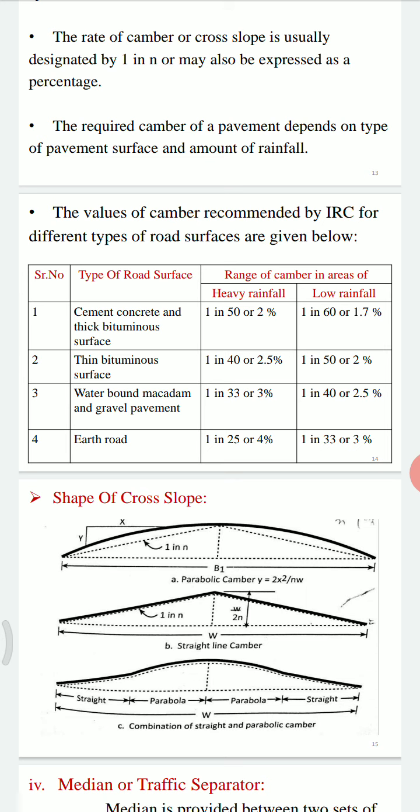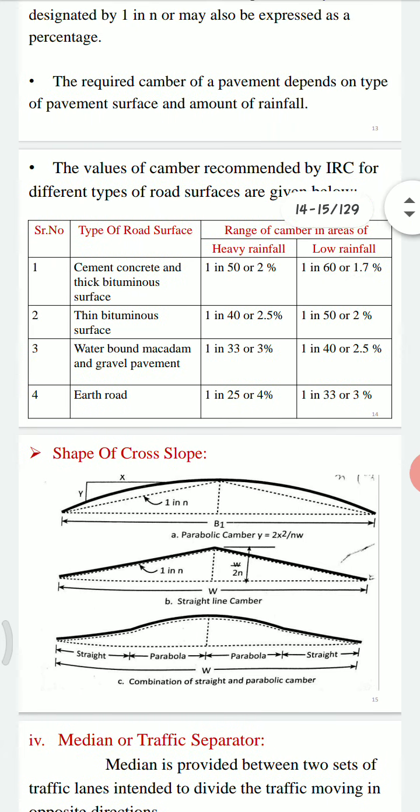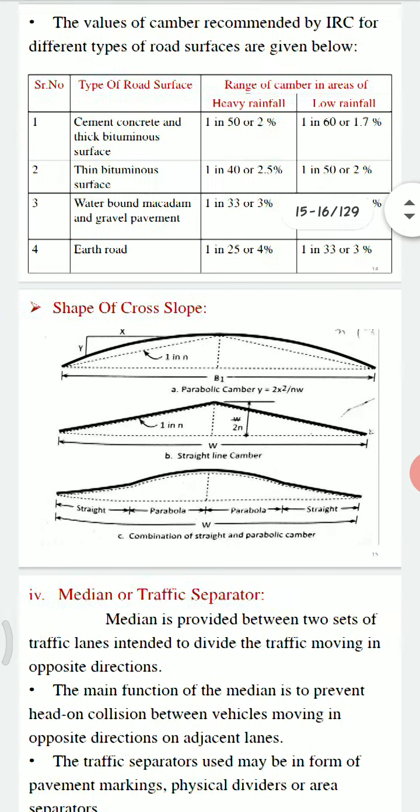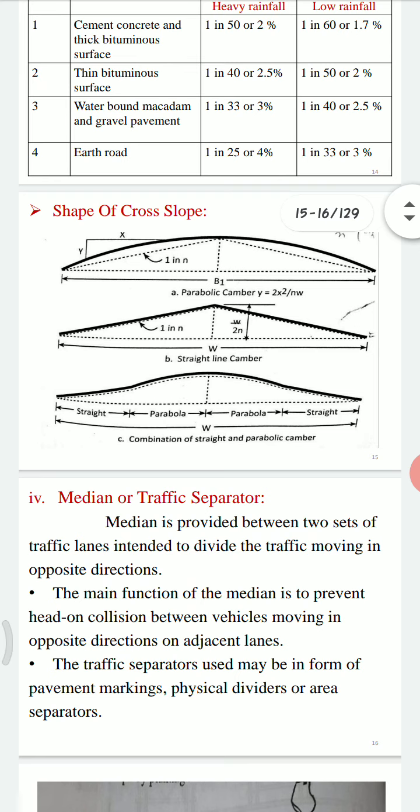In earthen roads, 1 in 25 or 4% in heavy rainfall areas, because earthen roads are easily eroded by the flowing rainwater. So that's why you have to provide 4% in heavy rainfall areas. In low rainfall areas 1 in 33 or 3%. And these cross slopes or camber shapes are of three types: parabolic in shape, straight line camber, and a combination of both parabolic and straight. These three types of cambers we have to see in the diagram at slide number 16.